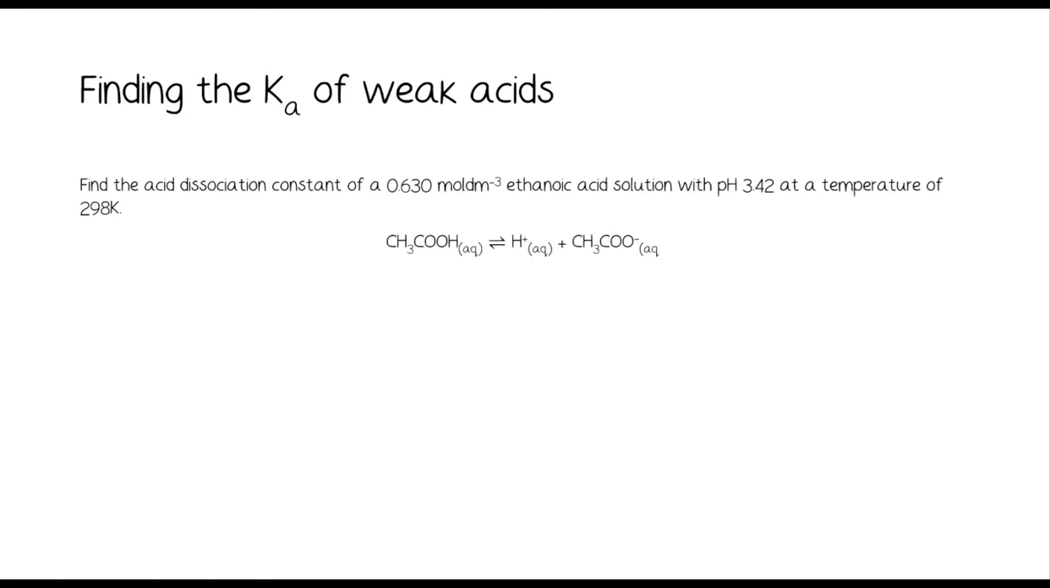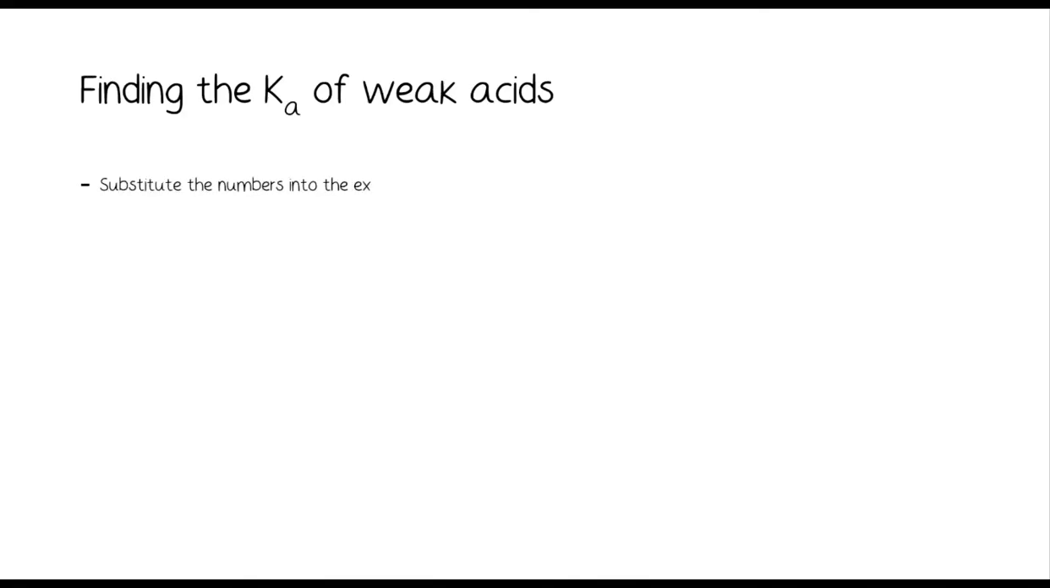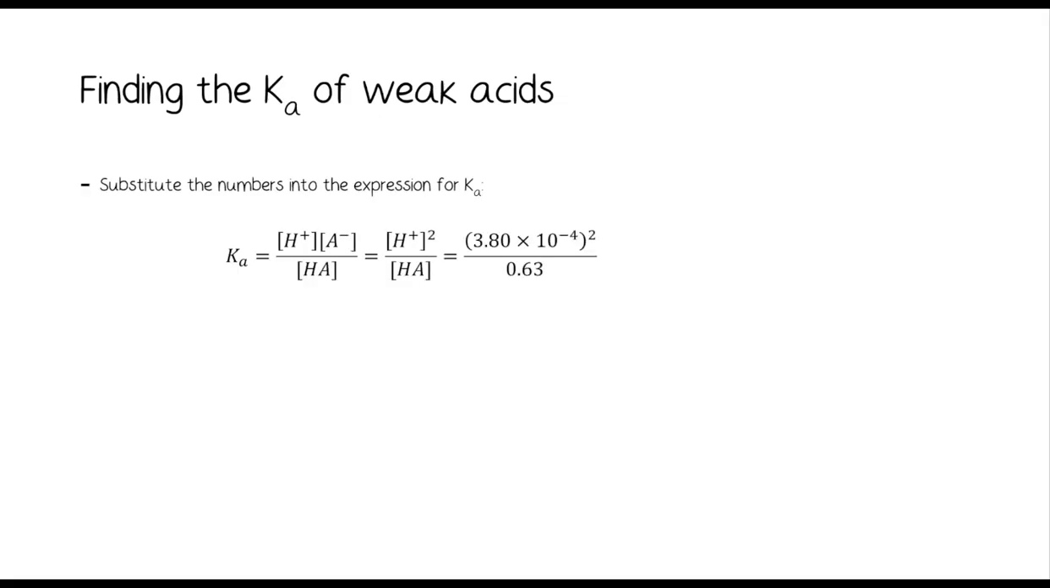So write out the equation as always, or if you're feeling lazy, do an HA, A- thing. Write out the expression for Ka, and because this is a pure acid with nothing dissolved in it, we can assume that Ka equals H+ squared over HA, and then use the pH to find H+. We do the reverse, so it would be 10 to the minus 3.42, and that gives us an H+ concentration of 3.8 times 10 to the minus 4. So substitute the numbers you have into the expression of Ka you just made, which should give you this, and your answer should be 2.30 times 10 to the minus 7 moles per decimeter cubed.